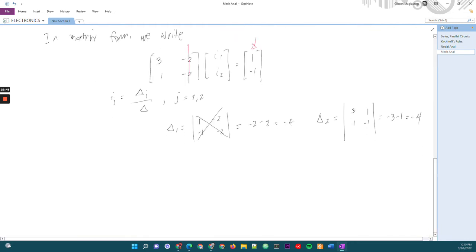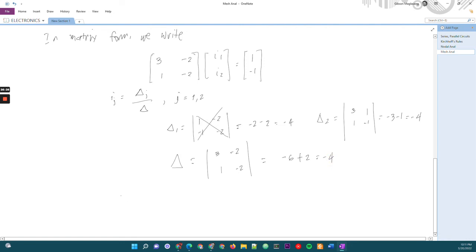Then lastly, determine mo ang determinant sa kaning nga matrix. Itong original nga matrix. Kani siya. So we have 3, 1, -2, -2. Okay, that matrix. If you do that, we have -6 plus 2. Okay, so we have -4.